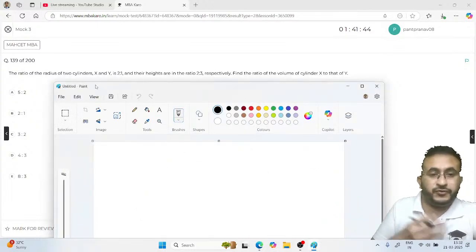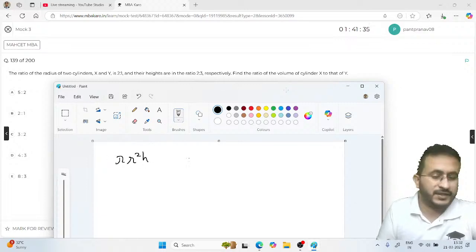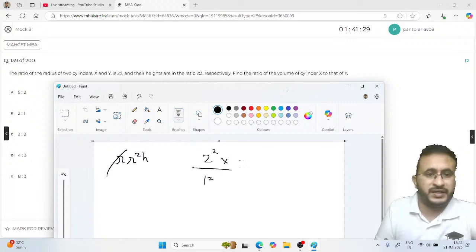Ratio of the radius of two cylinders X and Y is 2:1 and their heights are 2:3. Ratio of volume? So volume is pi r square h. So pi goes away from both, leaving r square h. So radius is 2 and 1, h is 2 and 3. So that will be 8 ratio.